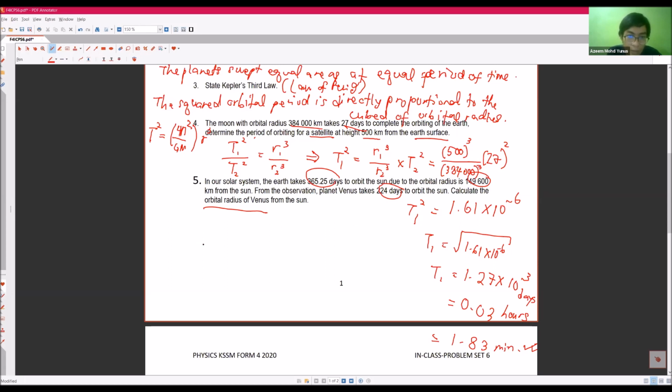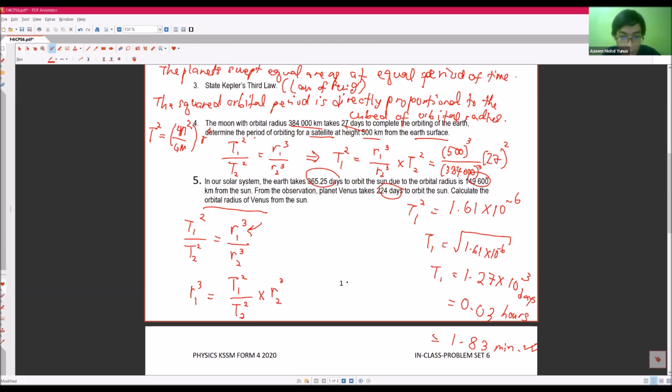So T1 squared over T2 squared equals R1 cubed over R2 cubed. It wants to calculate the orbital radius of Venus. So let's assume the top one is Venus, the bottom one is Earth. It wants R1, so if we rearrange that, R1 cubed equals T1 squared over T2 squared times R2 cubed.